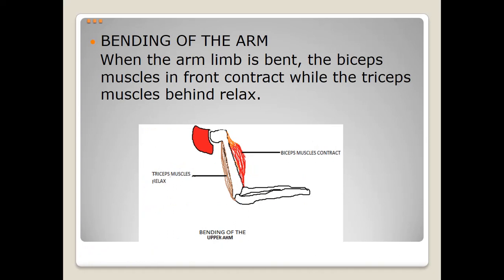Now, for you to bend your arm, bending of the arm. When the arm limb is bent, it means that the bicep muscle in front contracts, while the tricep muscle behind will relax. So, for you to bend your arm, you can try it. You find out that the front muscle contracts and becomes kind of bulged out. So, it's shorter and it's thicker. While the one at the back, which is the tricep, relaxes, is thinner and of course is longer. So this is the image showing you how it will look like.